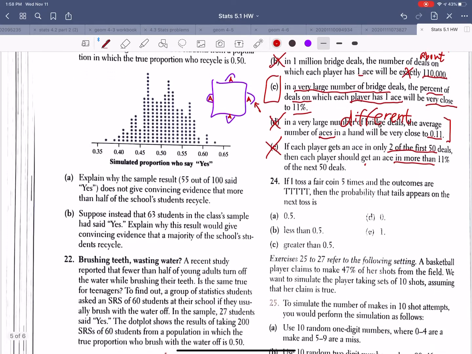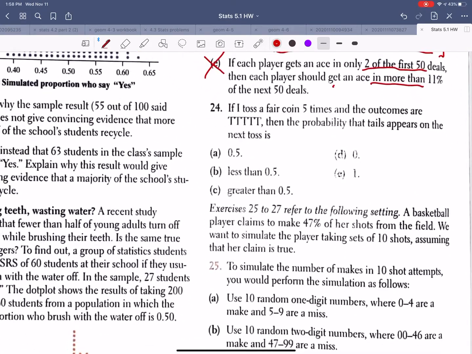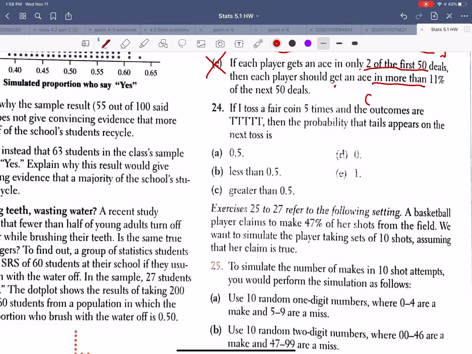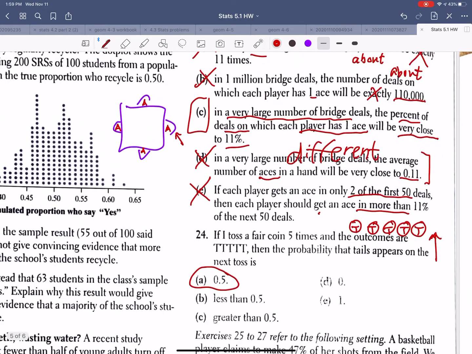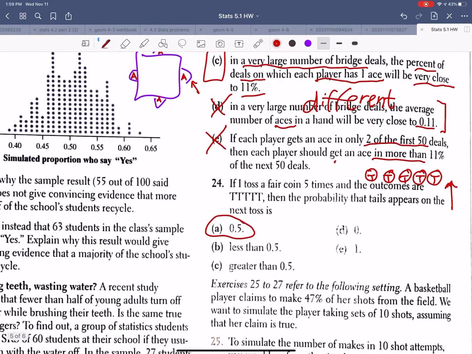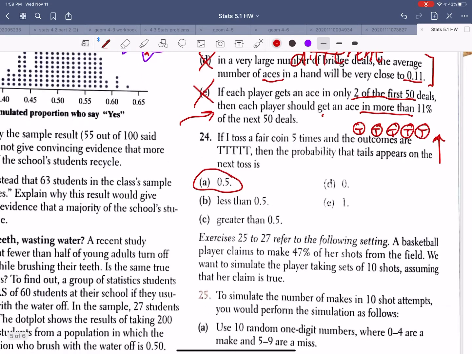Okay, 24. If I toss a fair coin 5 times, and the outcomes are tails, then the probability of tails appearing on that next toss, once again, we know these are independent events, so it shouldn't change. It should be the same each time, which is the reason why I didn't pick E. That's where they were leading me down the path there.